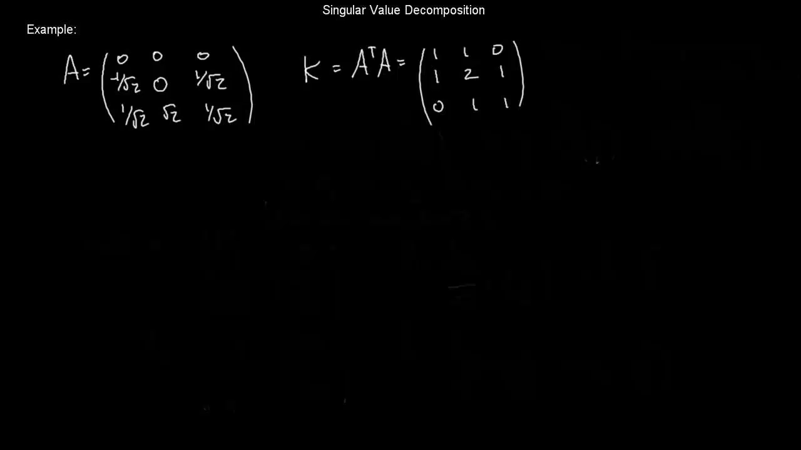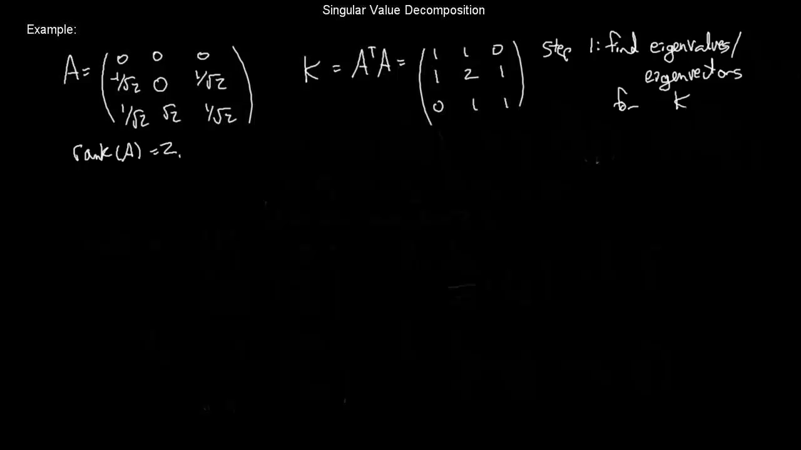Okay, so now let's do a very concrete example. Suppose that A and K are the following matrices, so write that down. It's pretty clear to see that the rank of A is 2. You could find that by row reducing if you want. Now the first step in this algorithm is to find the eigenvalues and the eigenvectors of K. Okay, well, we know how to do that. We've done it several times now. So I'm going to skip the details of that and just write them down.